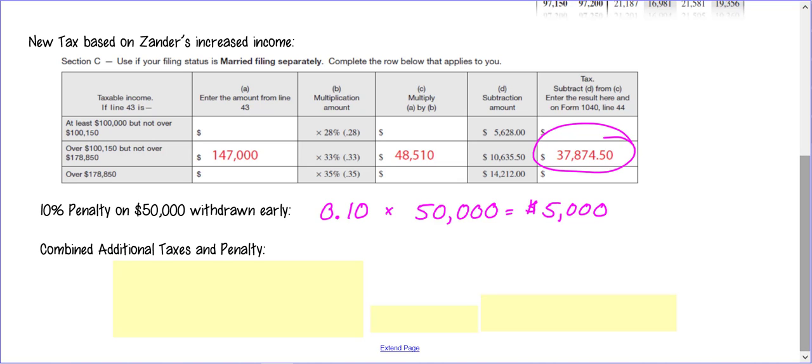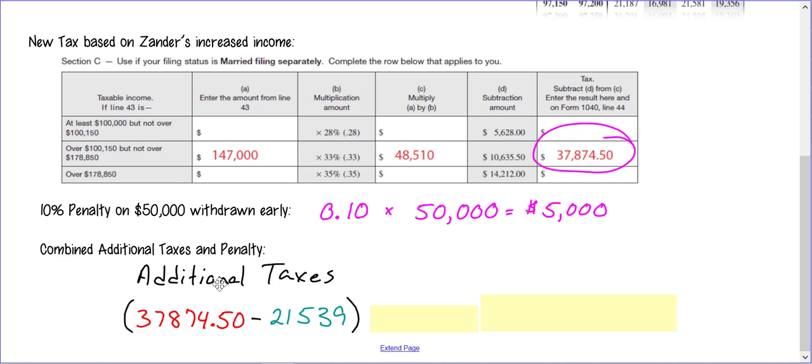So the combined additional taxes and penalty that he would have to pay: the additional taxes would be taking the new tax minus what his tax was based on $97,000, adding in the penalty of $5,000. So his additional tax and penalty increases his tax amount by $21,335.50.